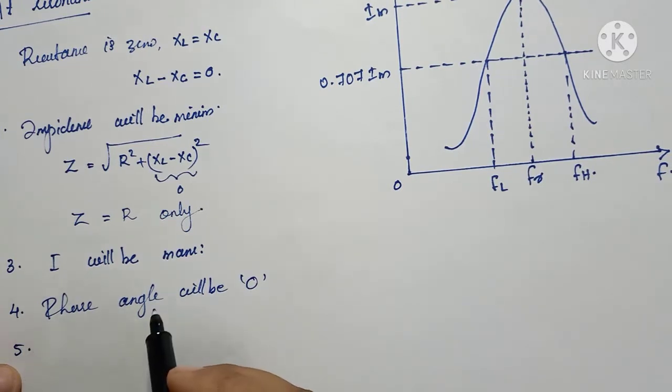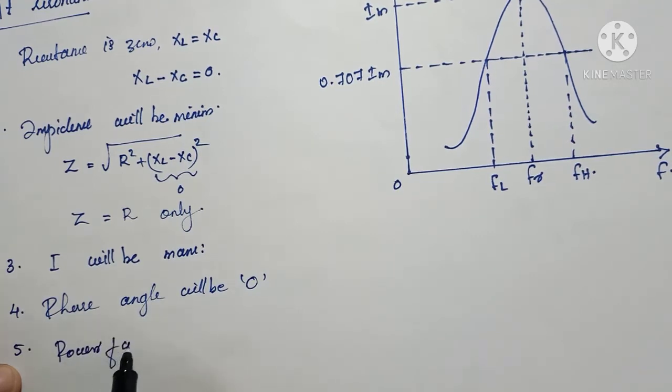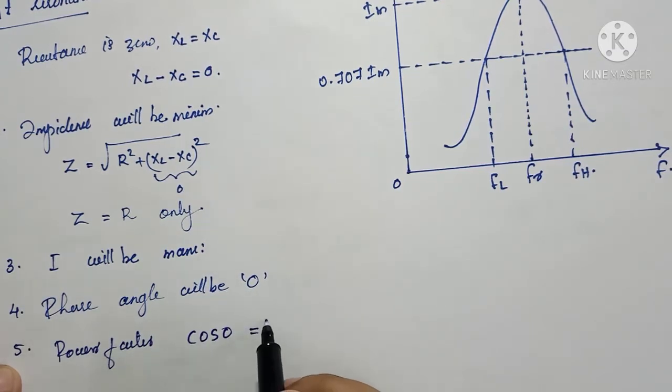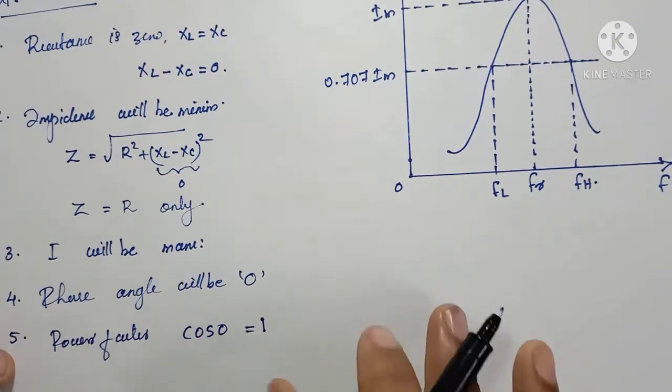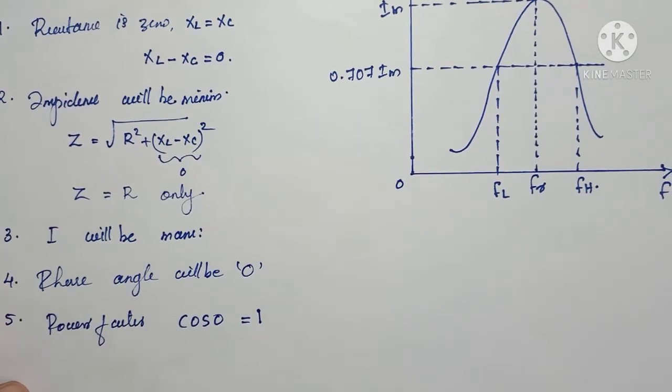And based on this we can write the next point. If the phase angle is 0, then the power factor will be cos 0. What is cos 0? It is nothing but 1. That is, power factor will be maximum at resonant condition.